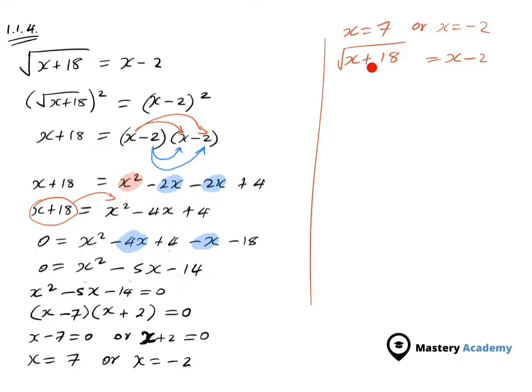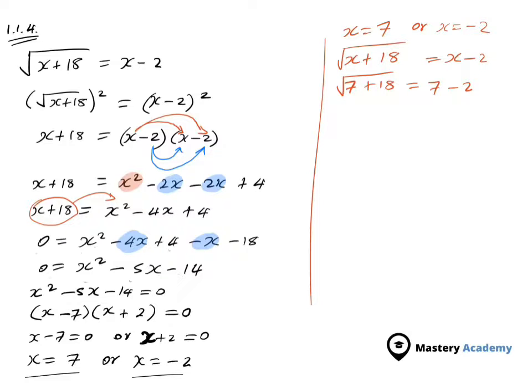Now, if you take the 7 and put it where there's x here, this is you checking yourself. We are done solving the equation, by the way. This is solved. You're checking yourself: you substitute 7 where there's x, so you're going to have the square root of 7 plus 18, and let's see if we're going to get the same answer as on the right-hand side. So we have 7 minus 2.